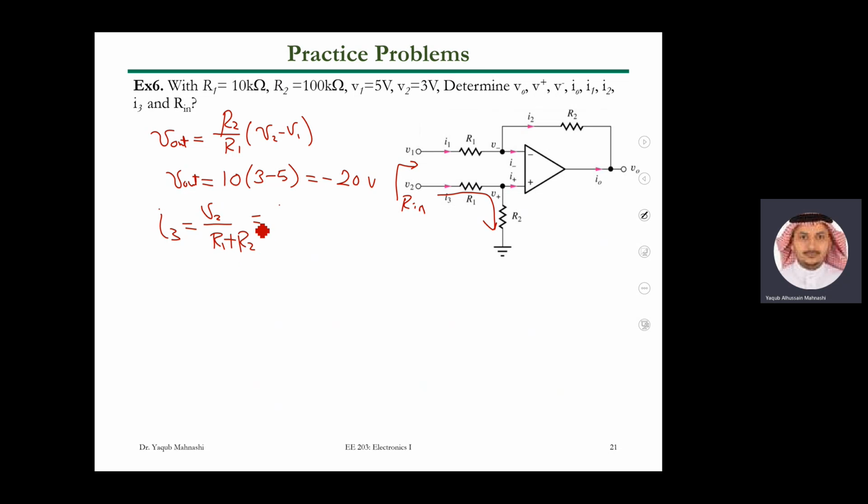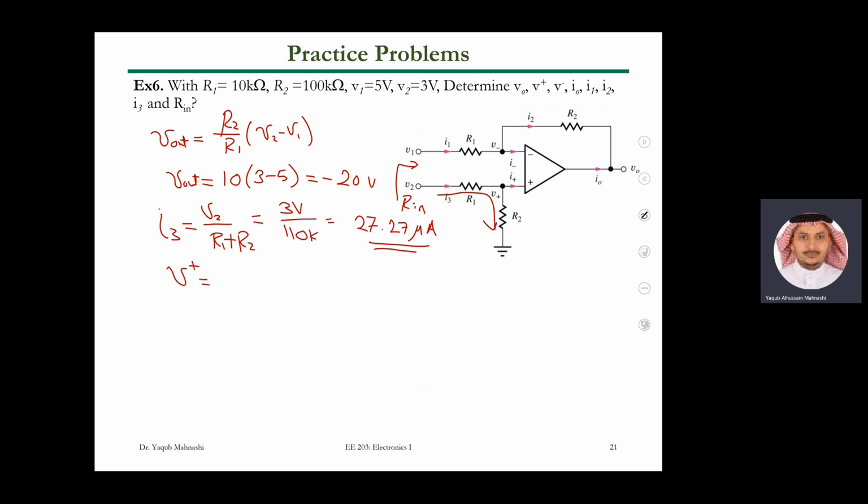And now we are getting 3 volts over 110K. And how much is that? That's 2.7, is it? Oh, 27. Yes, micro. Now, if you know the current flowing in R2, can I find the voltage V positive? Yeah. So what is the voltage V positive?